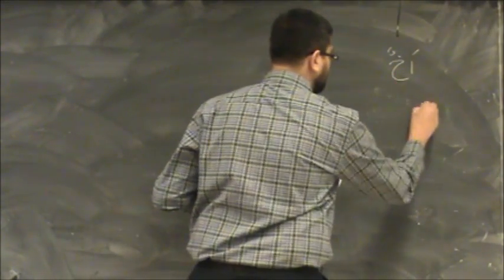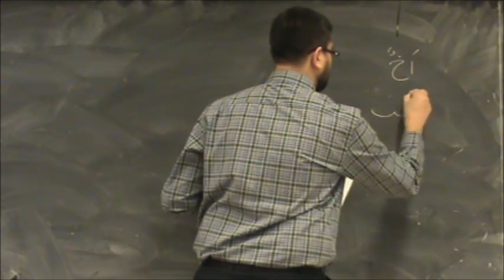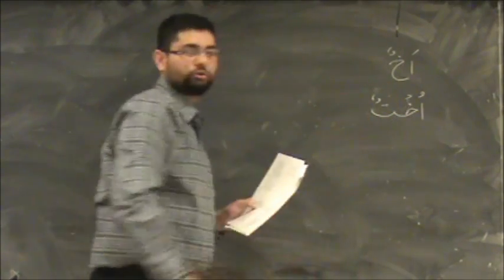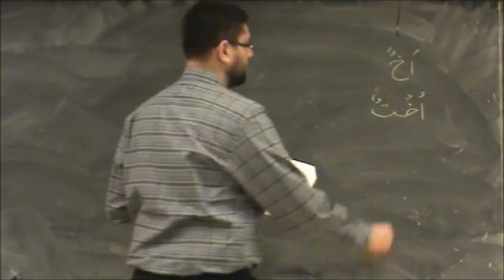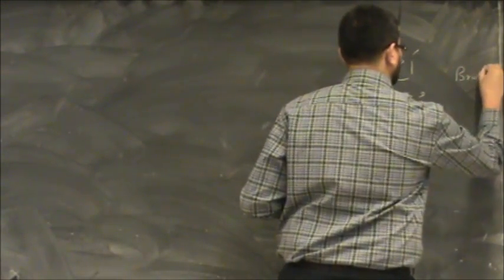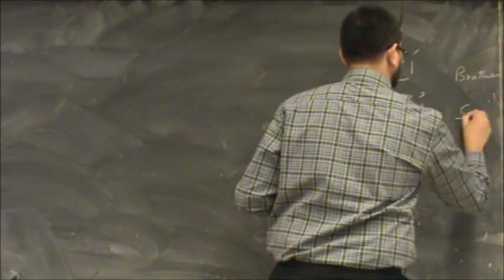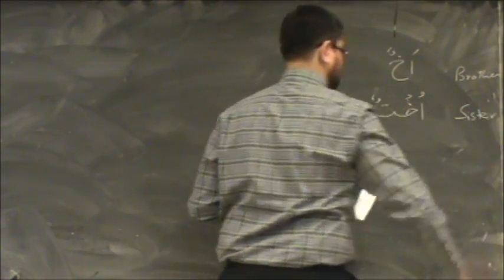akhun. This is a real masculine, and its feminine is ukhtun. So I have given you both. You don't have to worry. You will just change the case. Okay? It means brother and sister.